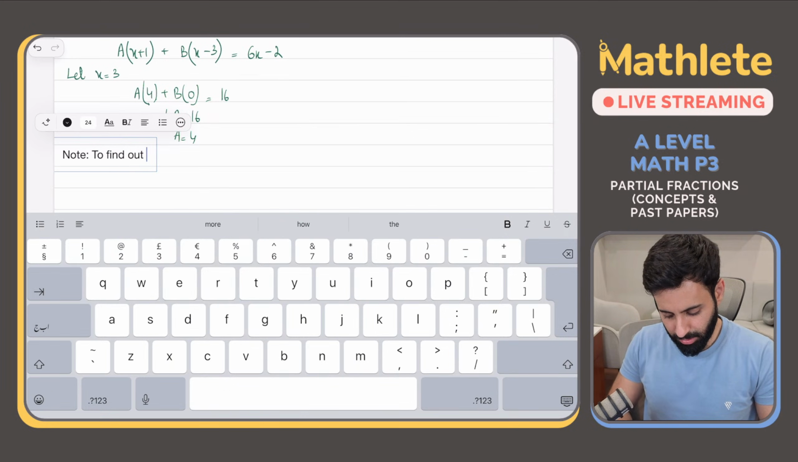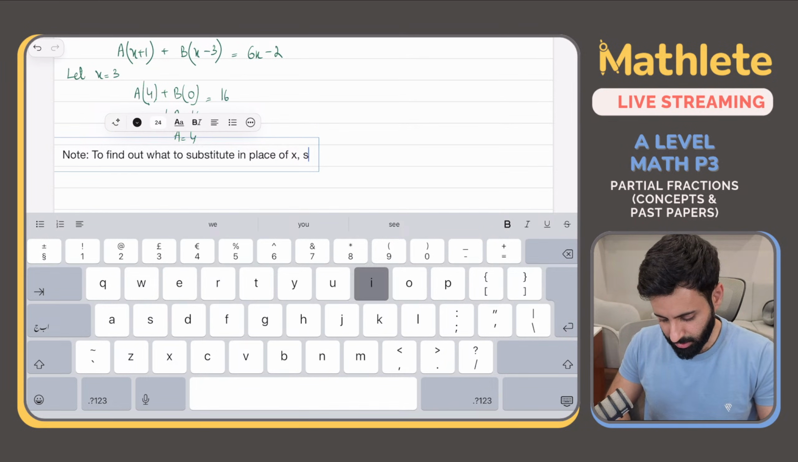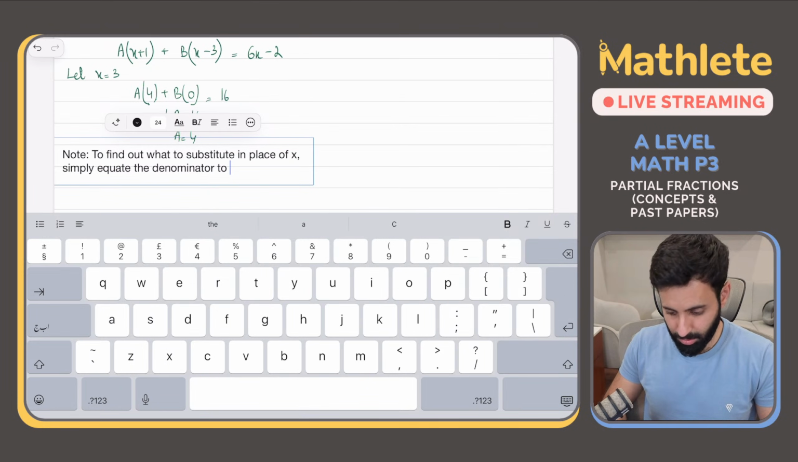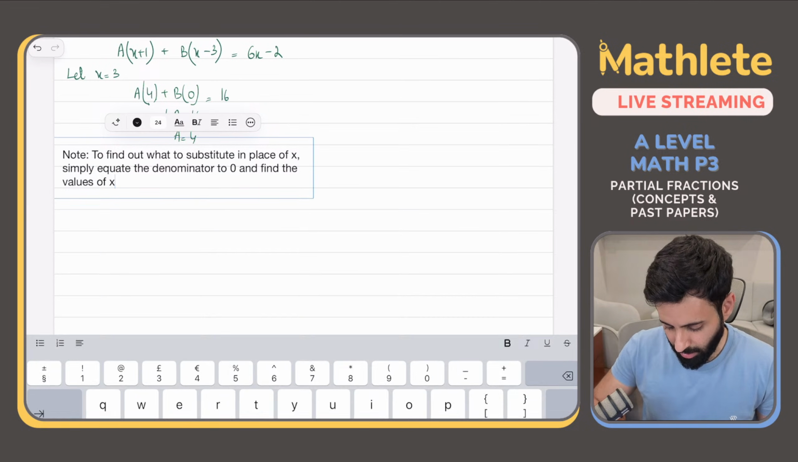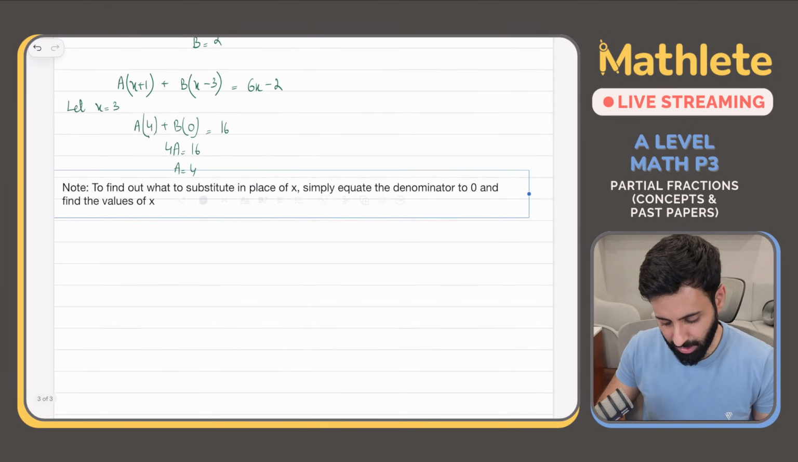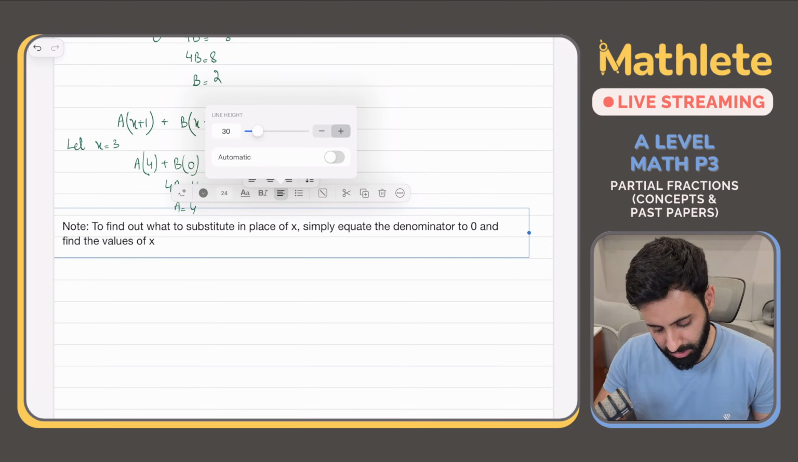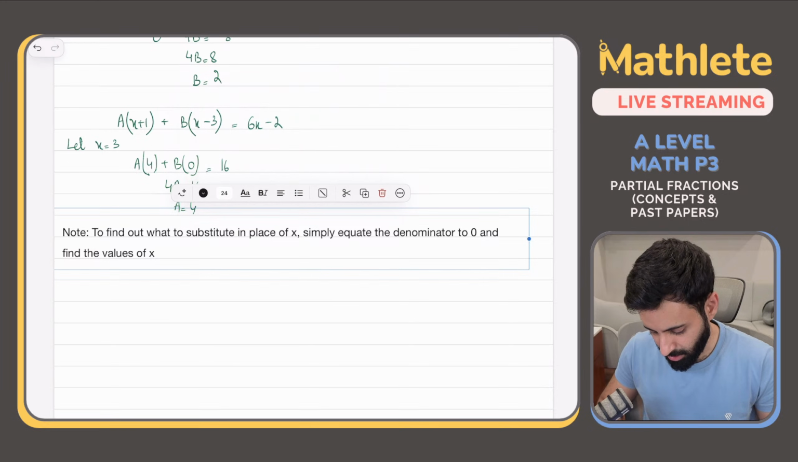Note: To find out what to substitute in place of x, simply equate the denominator to 0 and find the values of x. Like for example, what was the denominator of the partial fraction? It was x plus 1 times x minus 3. If I equate that to 0, what do we get? We get x equals minus 1 and x equals 3. So these are the two values that we need to plug in, and this is how we can find out the values of x to substitute.